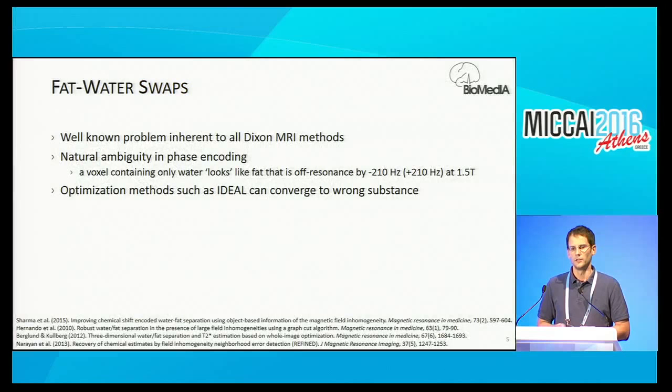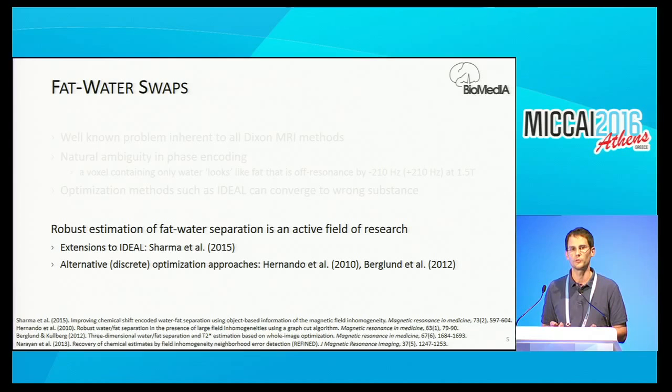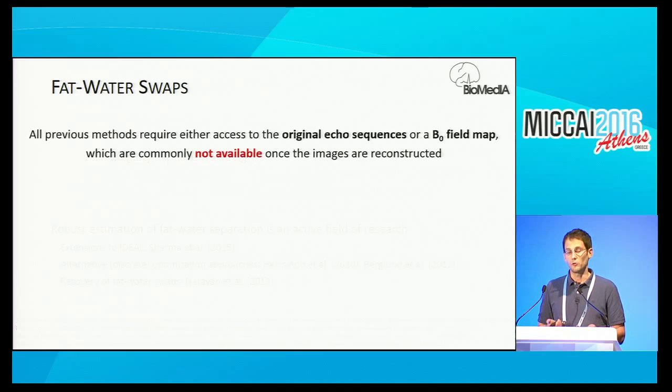Robust estimation of fat water separation is a very active field of research. There is a lot of work, for instance, extensions to the original IDEAL method. There are alternative optimization approaches, for instance, using discrete methods like graph cuts or quadratic pseudo-Boolean optimization. There are also techniques that allow us to recover fat water swaps from the images. However, to the best of our knowledge, all previous methods require either the original echo sequences or a B0 field map, and those are commonly not available once the images are reconstructed and stored.